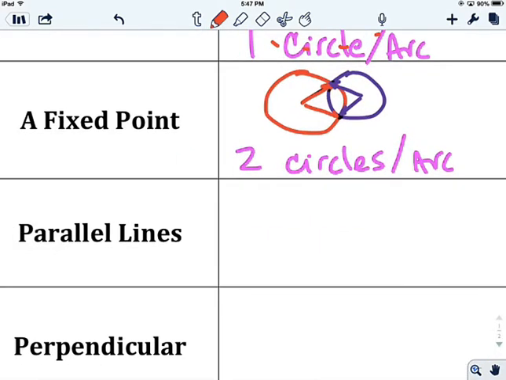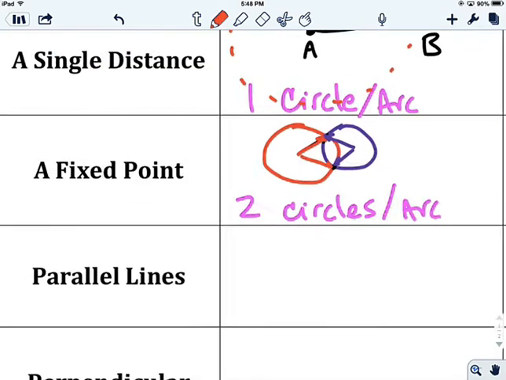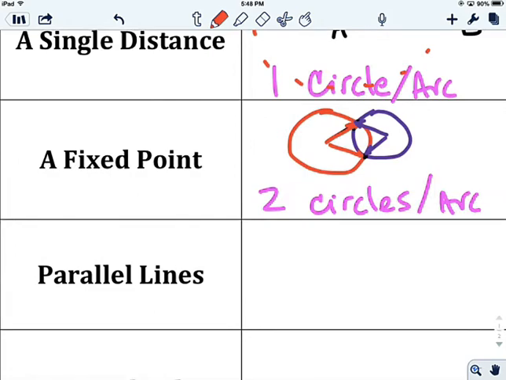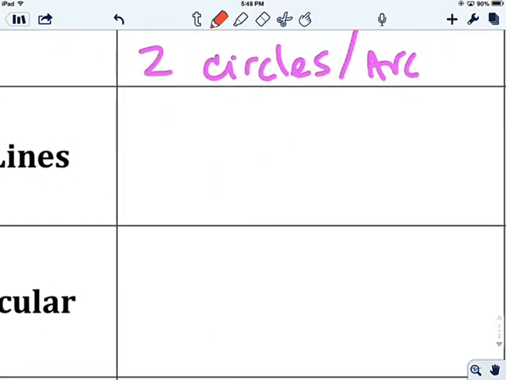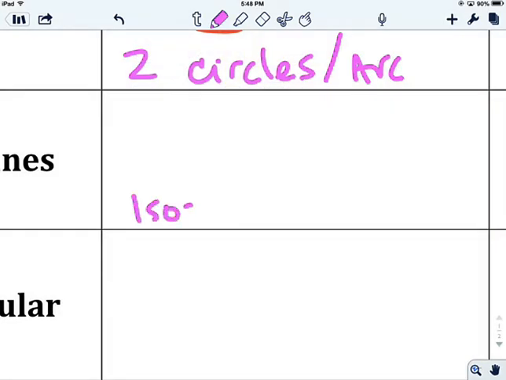Parallel lines is where we started to part a little bit. We're looking at this in a more advanced way now, because again we have this module bringing in. So if I want to fix a distance, the idea I'll bring in is using a single circle. If I want to fix a point, I'm going to use 2 circles. If I want to create parallel lines, the thing I'm going to bring in is an isosceles trapezoid.